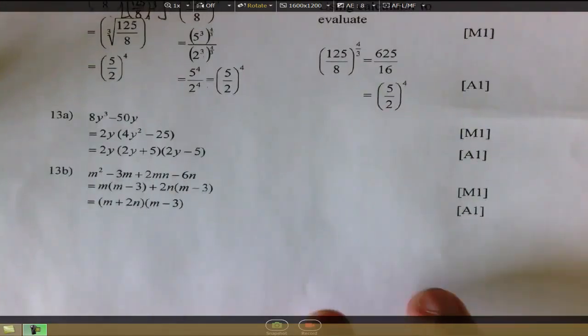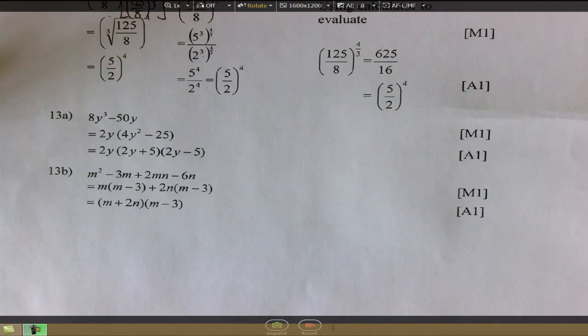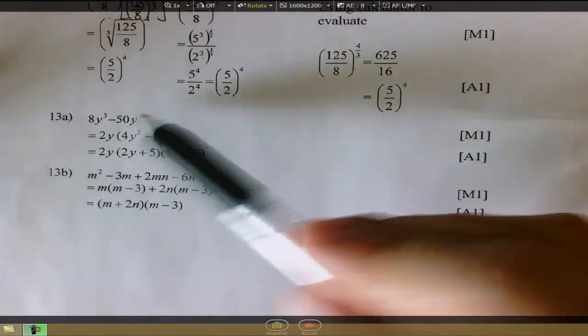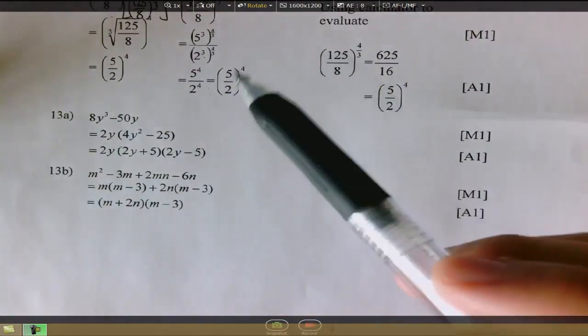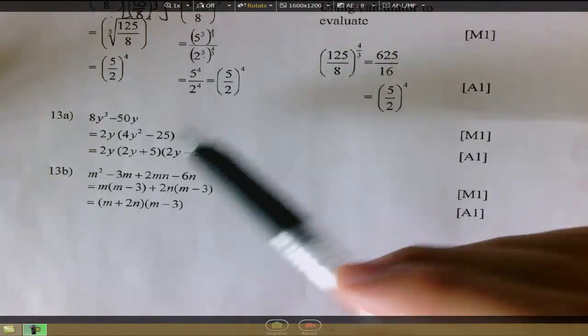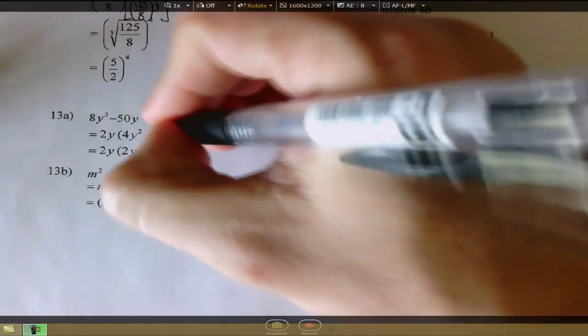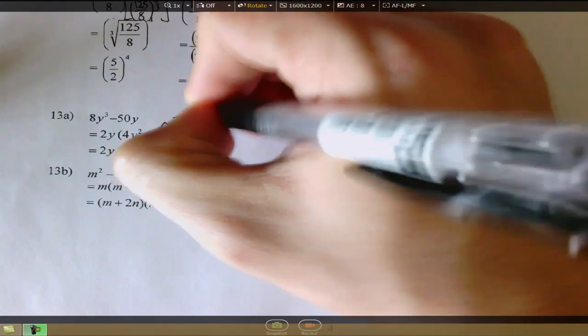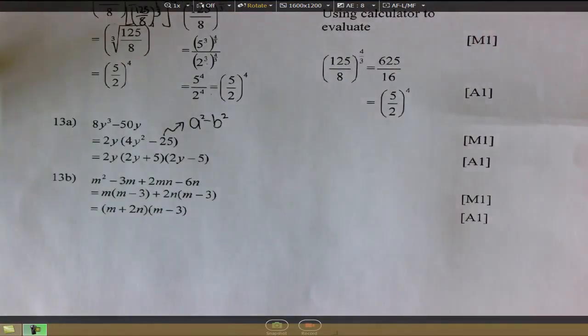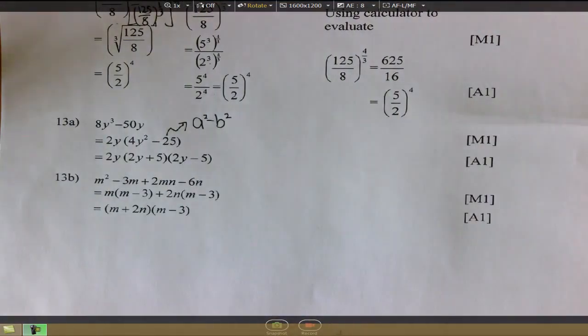We move on to question 13. Question 13a: first, 8y cubed minus 50y, you can factorize 2y. We're left with 4y squared minus 25. This, if you can identify, is a squared minus b squared, which gives you (a plus b)(a minus b). And that is question 13a.